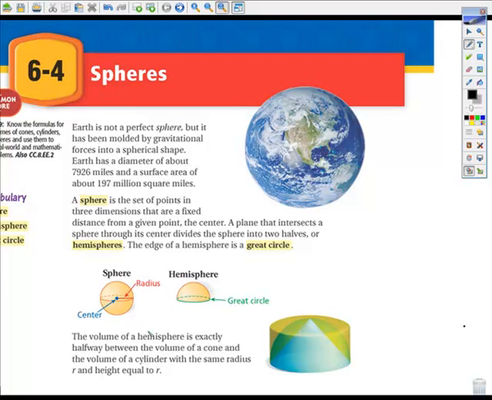And then here's just a picture of it. I think this is a very cool picture. We have a cylinder, and inside the cylinder we have a hemisphere, and inside the hemisphere we have a cone. The volume of a hemisphere is exactly halfway between the volume of a cone and the volume of a cylinder, as long as they have the same radius and equal height. I think that's a cool diagram.